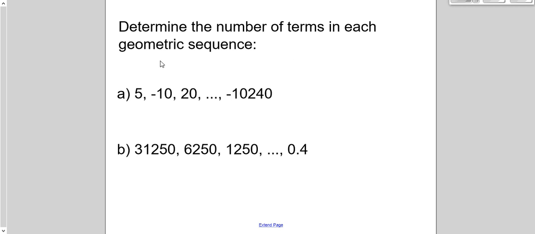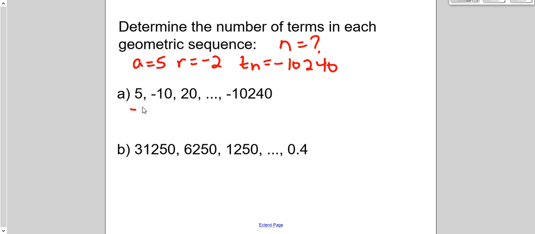Determine the number of terms. So we're trying to look for n. All right, so what can I pull out of here? Well, I can pull out my A value, which is 5. I can pull out my R value. I can see that we're multiplying by a -2. And I can actually see my last term, my Tn, which is -10240. So if I put that into my formula, this is what I get.